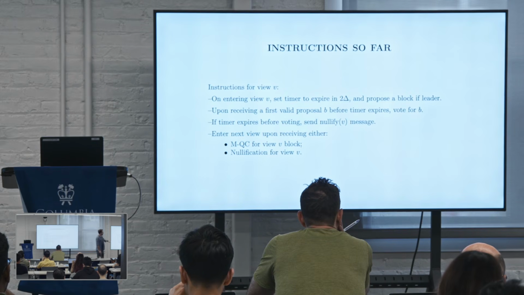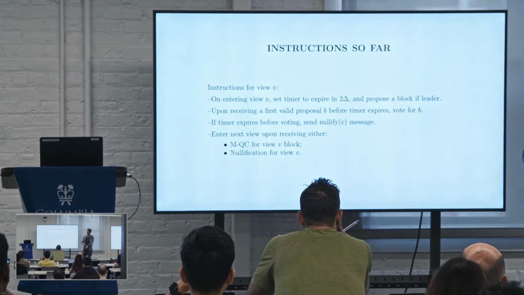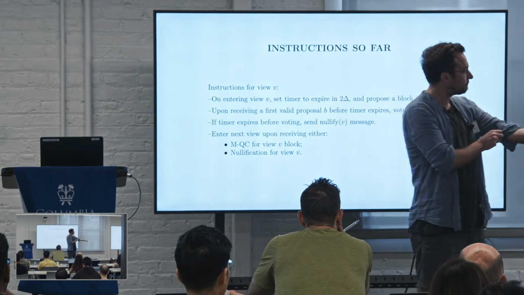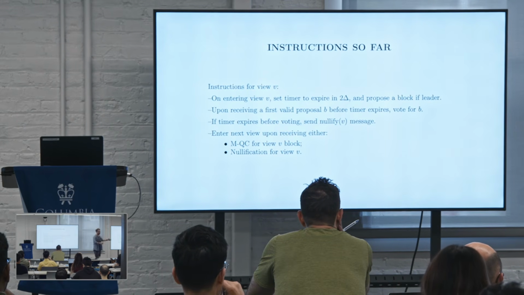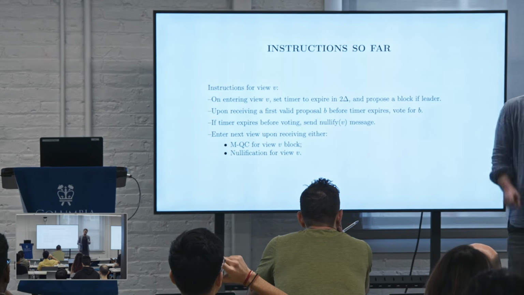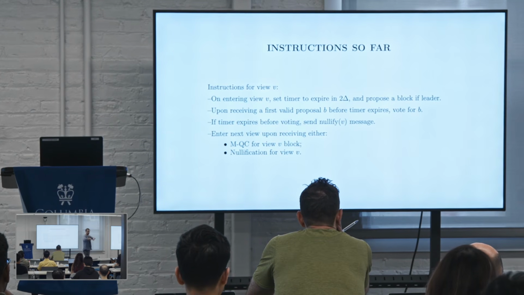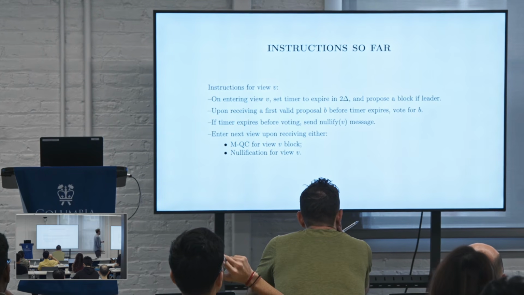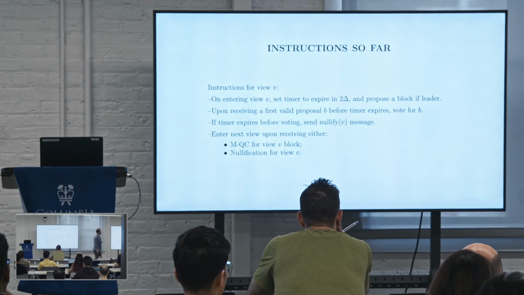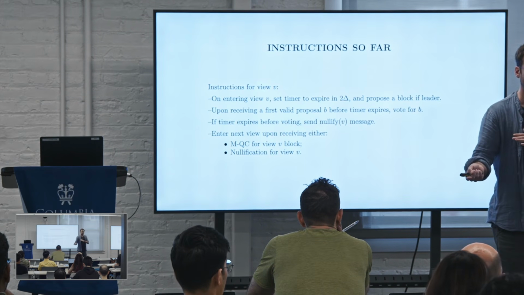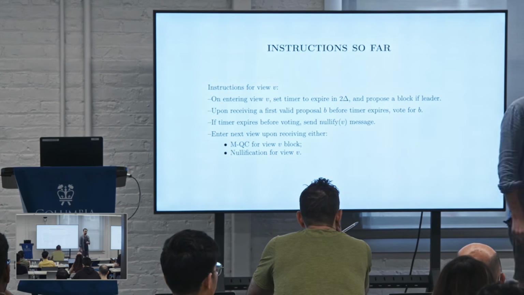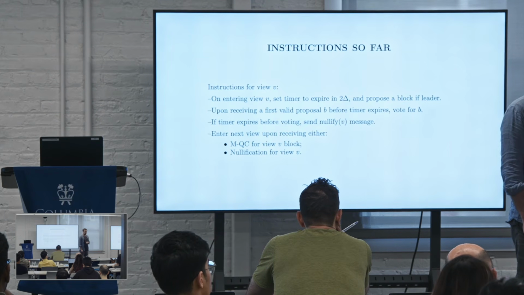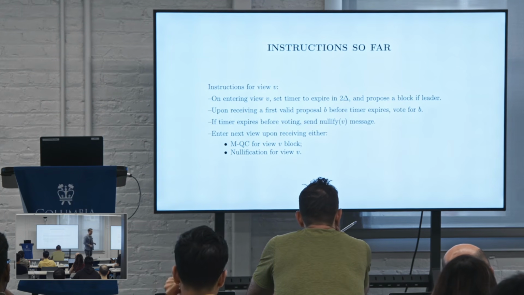Okay, so now we've added in a couple of other extra instructions. Let's see our full protocol so far. Here are the instructions for view V. On entering the view, you set your timer to expire in 2 delta. We'll explain the 2 delta in a bit. If you're leader, you propose a block. Upon receiving a first valid proposal before the timer expires, you vote for that proposal. Otherwise, if the timer expires before voting, you send a nullify V message. So the leader proposes, and either you vote or you nullify.